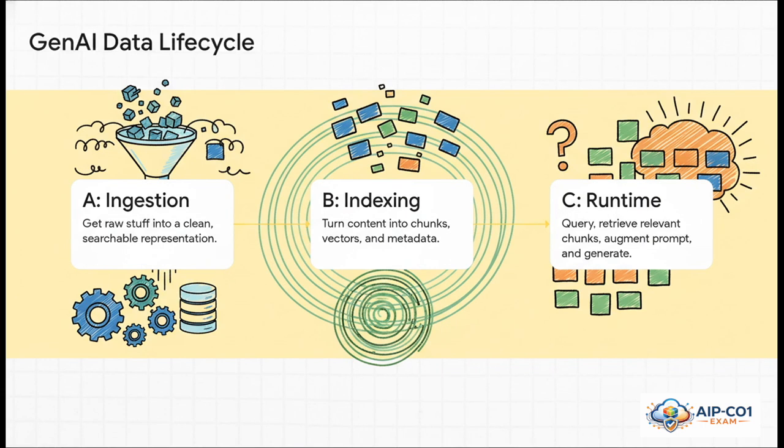First, you've got the ingestion pipeline. Its only job is to get your raw data and clean it up. Second is the indexing pipeline, and that's going to be our main focus today. This is where we chop that data into pieces, turn them into vectors, and get it all organized. And finally, there's the runtime pipeline, which handles the user's actual question and generates the final answer.